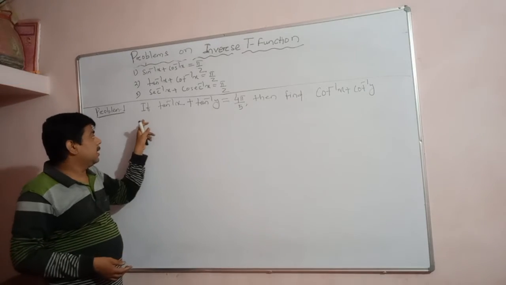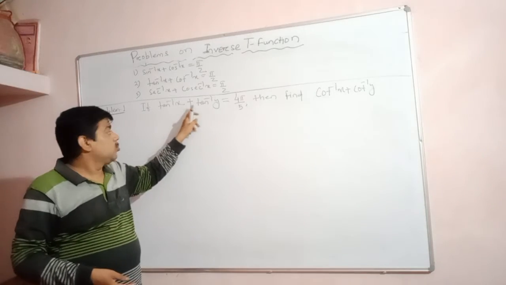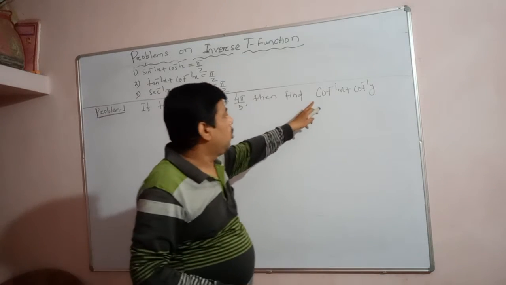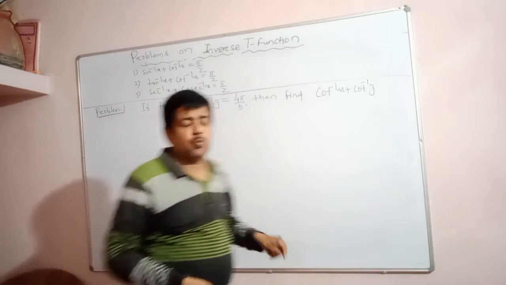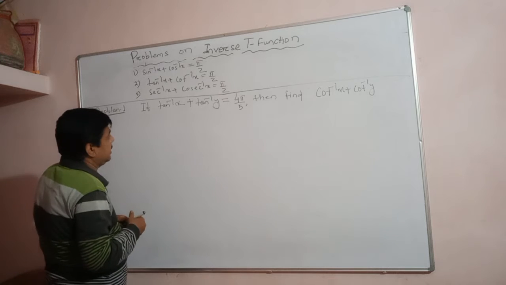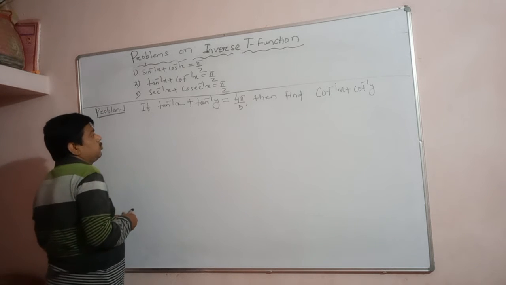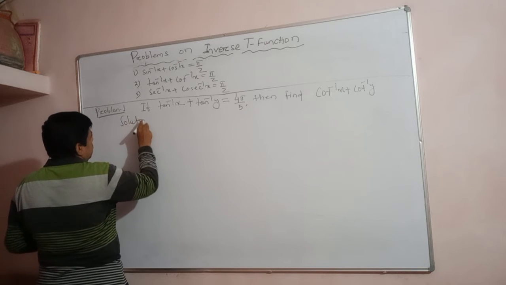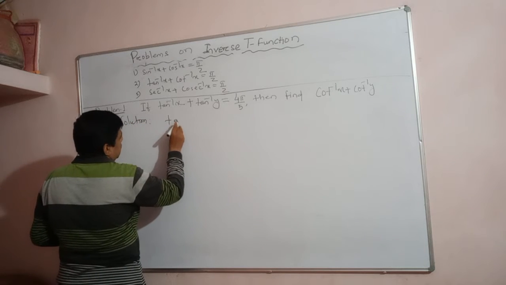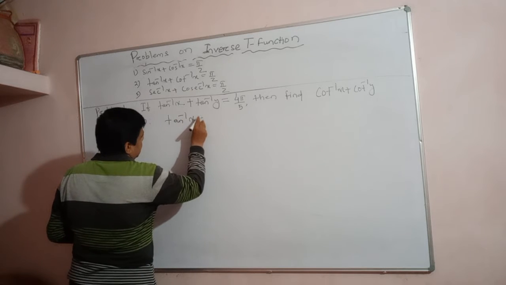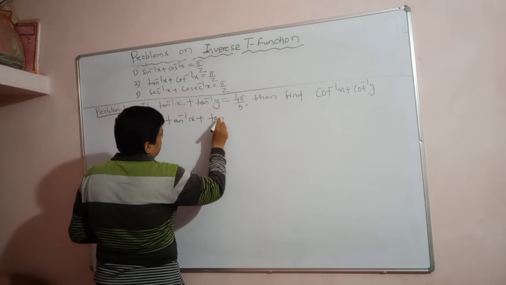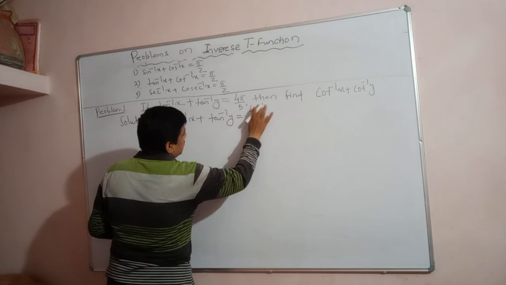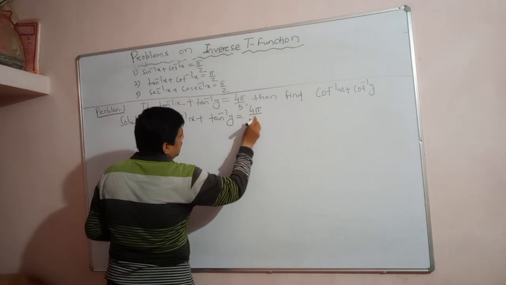Okay, so it is given that if tan inverse of x plus tan inverse of y is equal to 4 pi by 5, then find the value of cot inverse of x plus cot inverse of y. Okay, let us solve it. Find the values. Okay, so write the solution. Given that tan inverse of x plus tan inverse of y is equal to 4 pi by 5.